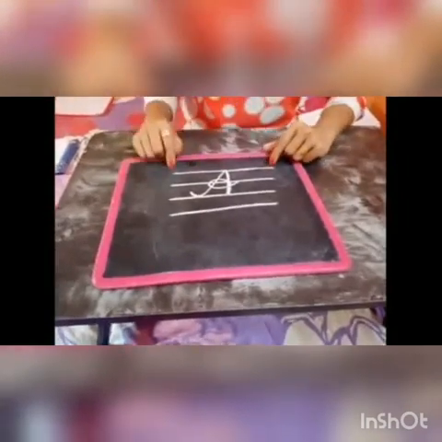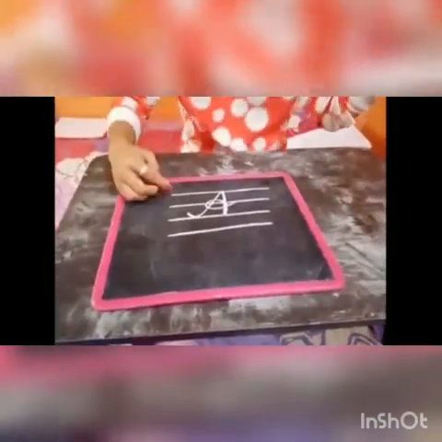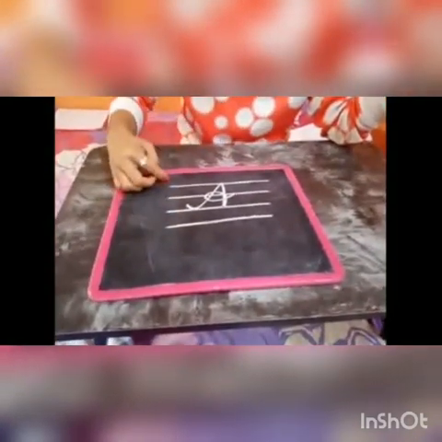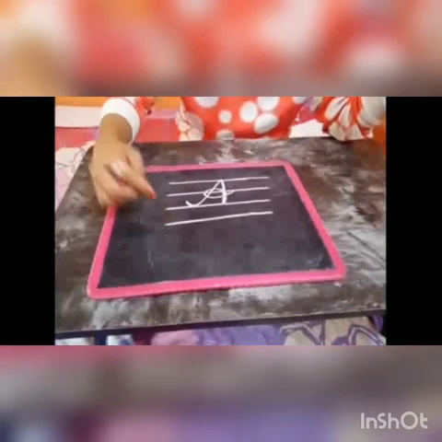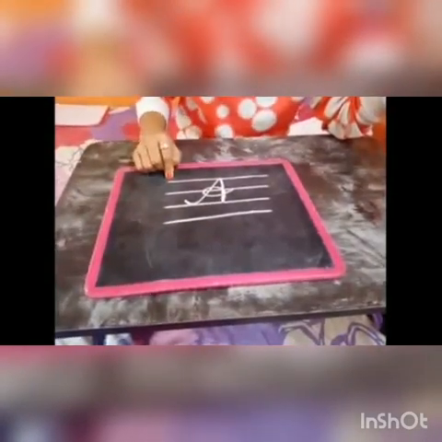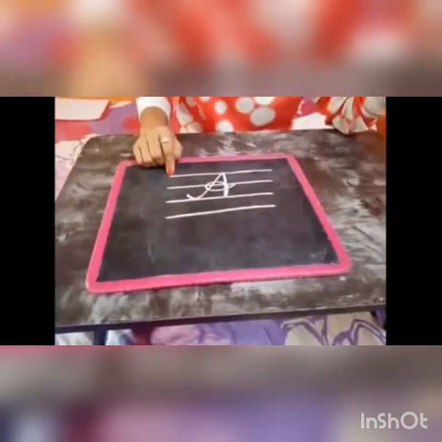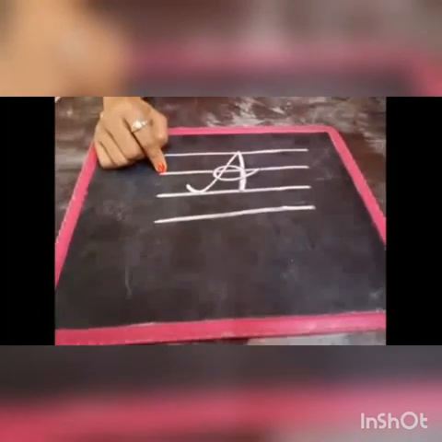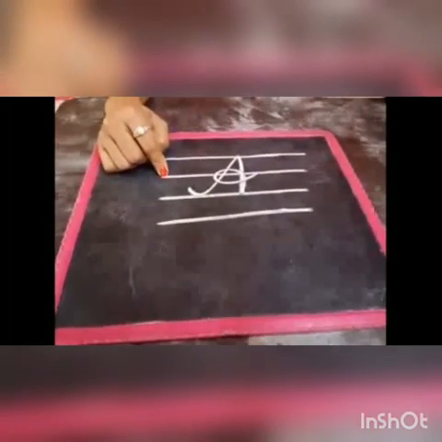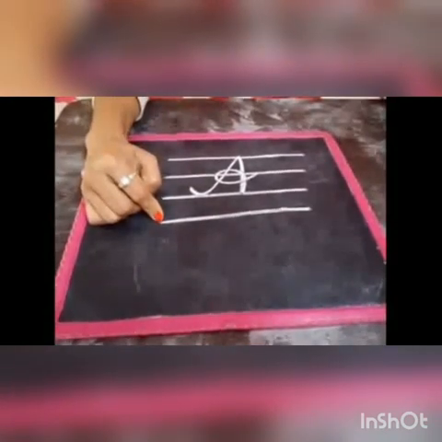So this is letter A. First of all, I want to tell you that you can see there are four sleeping lines: 1, 2, 3 and 4. From the top, the first line is known as the capital line. The second line is known as the waistline. Third is the baseline, and the fourth one is the tail line.